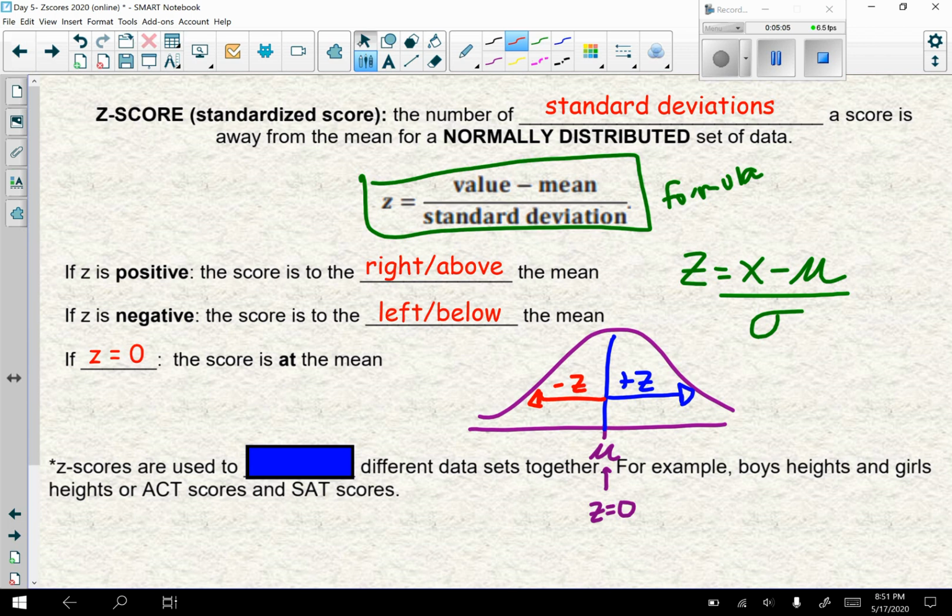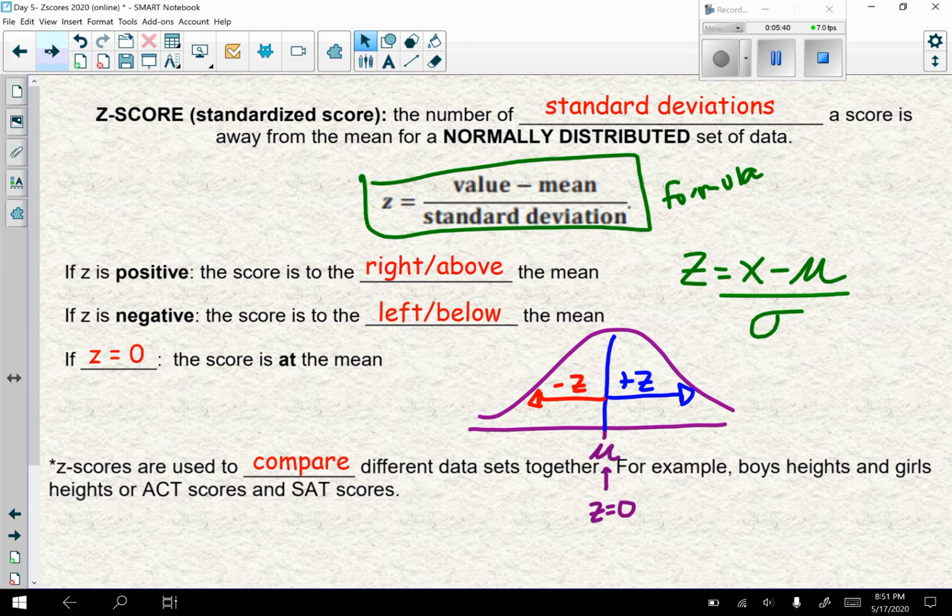And z-scores are used to compare different data sets together. For example, boys' heights and girls' heights, ACT scores versus SAT scores, or even SAT scores in general. If you took the SAT in November and your friend took it in December, there's a different test. So you can't necessarily compare them to each other because there's going to be different means and standard deviations. But by creating a z-score or a standardized score, it allows us to compare them.